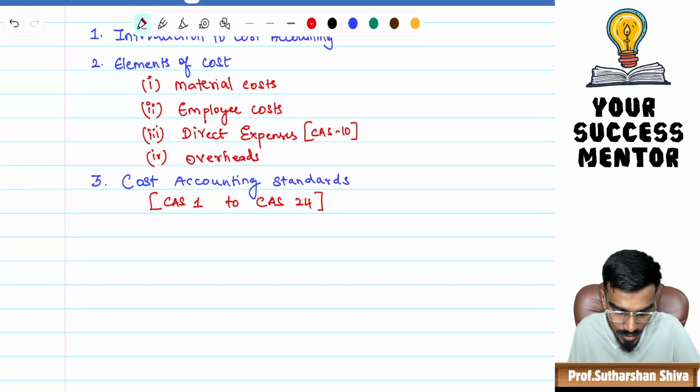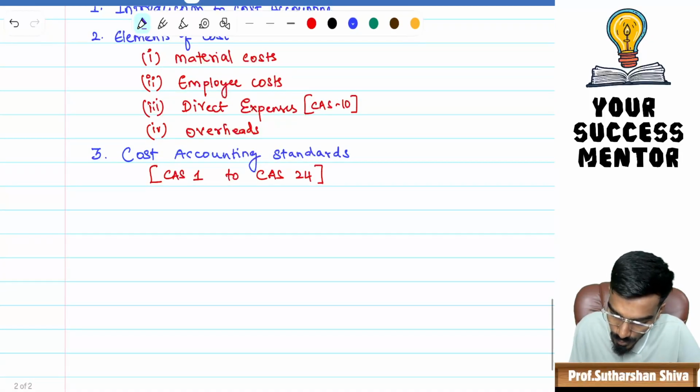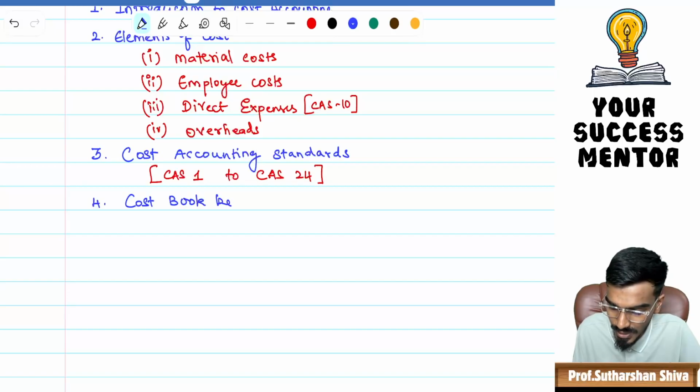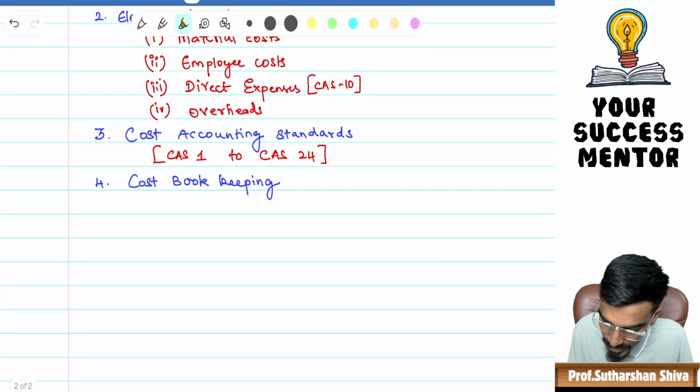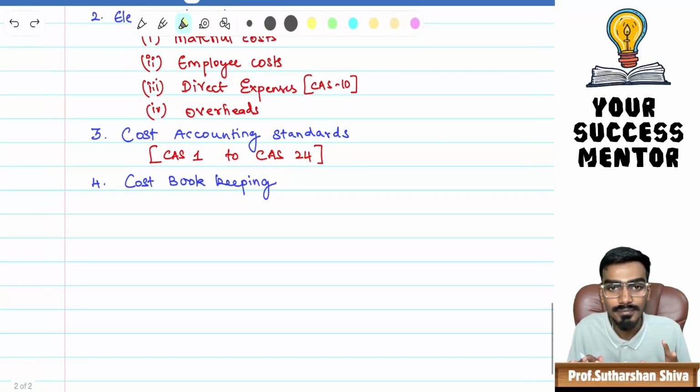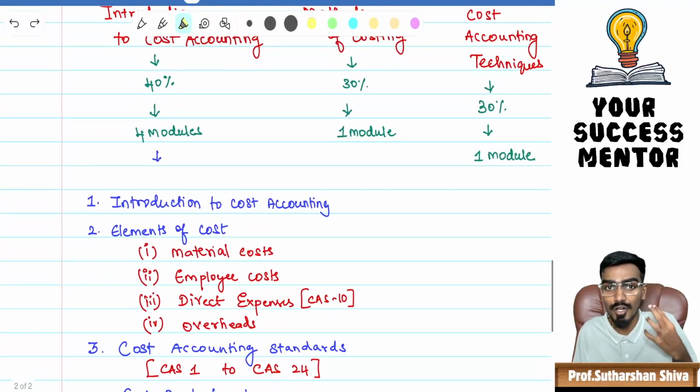And the fourth module we are having for our discussion is cost bookkeeping. It will be so much interesting. It is a mixed bag of accounting. Cost bookkeeping is a study of accounting combined with costing. Purely accounting concepts will be there in this cost bookkeeping. That is about the first set of 4 modules which comprise 40%.